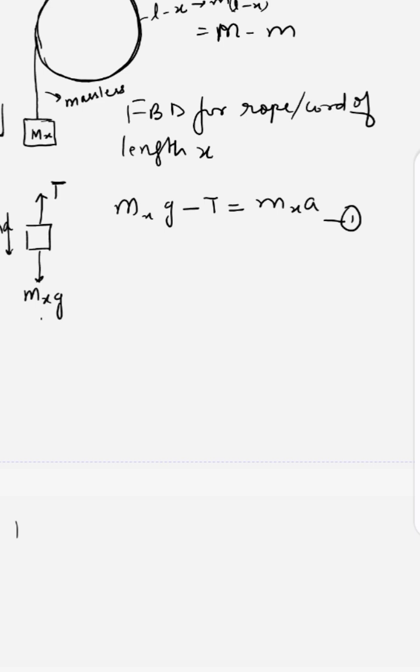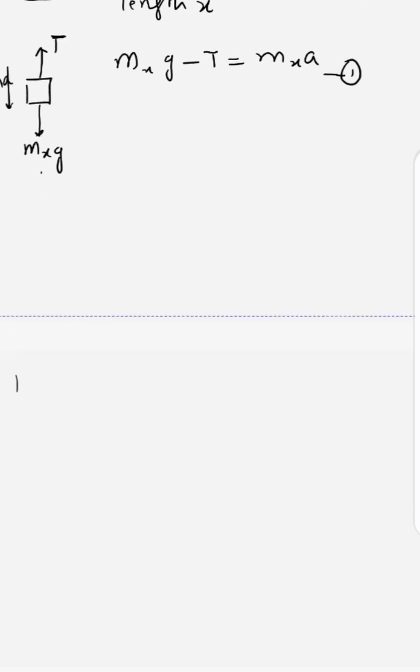Now comes the equation for the cylinder. For the cylinder, this is the tension and this is the radius vector. So r cross force gives me torque. So torque is in this direction, anti-clockwise torque. This tension is rotating the cylinder in anti-clockwise direction. So we can write for torque: torque equals I alpha, so RT equals I a by R. Remember this a is the same as this a because this is tangential acceleration, and this is also linear acceleration which is tangential only.